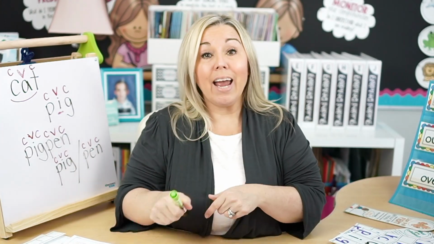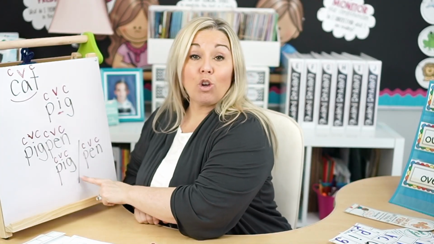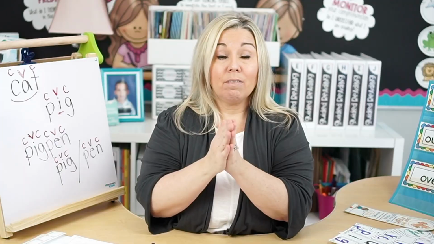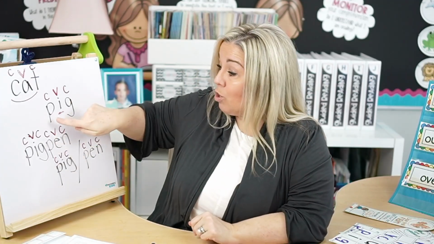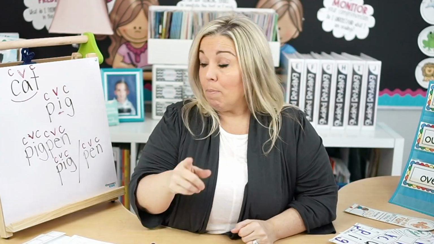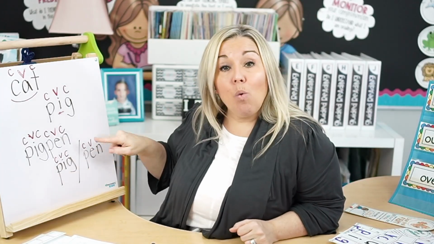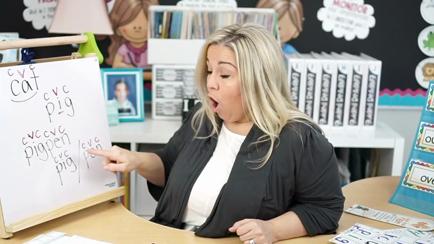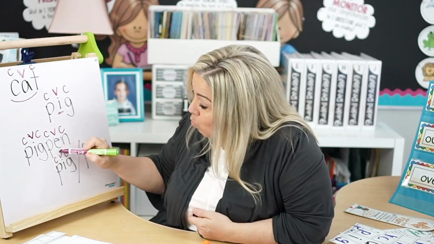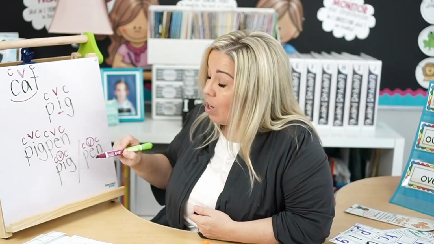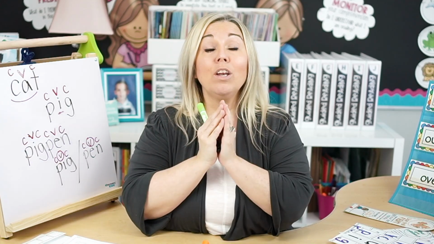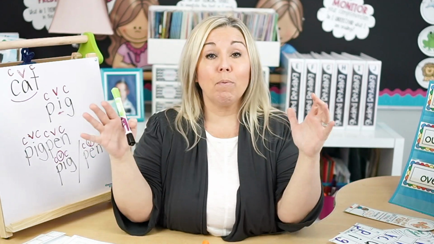So now I say, how many syllables are in the word pigpen? Pigpen. Two. How many syllables are in the word pig? Pig. One syllable. How many vowel sounds are in the word pigpen? Two vowel sounds. Here's one vowel sound. Here's another vowel sound. So because there are two vowel sounds, we know that this is a two-syllable word.